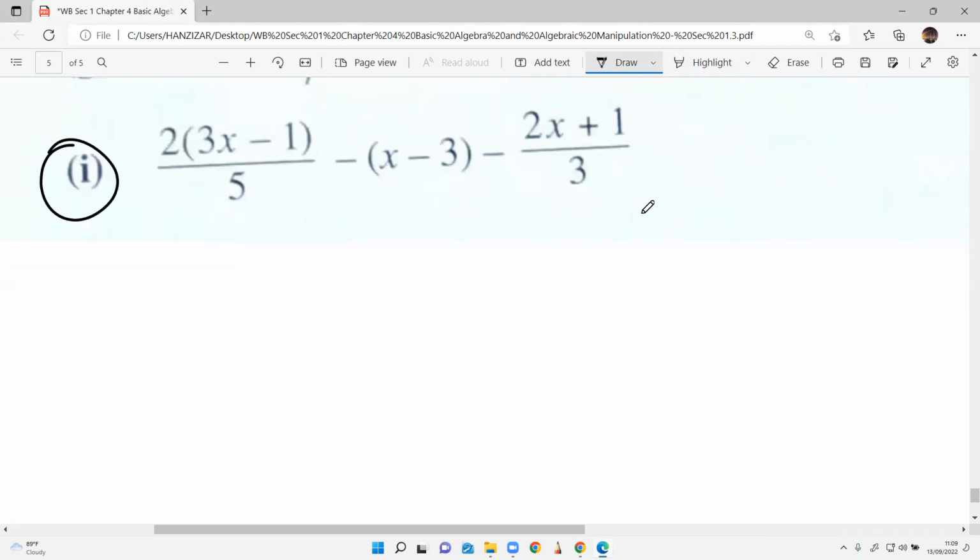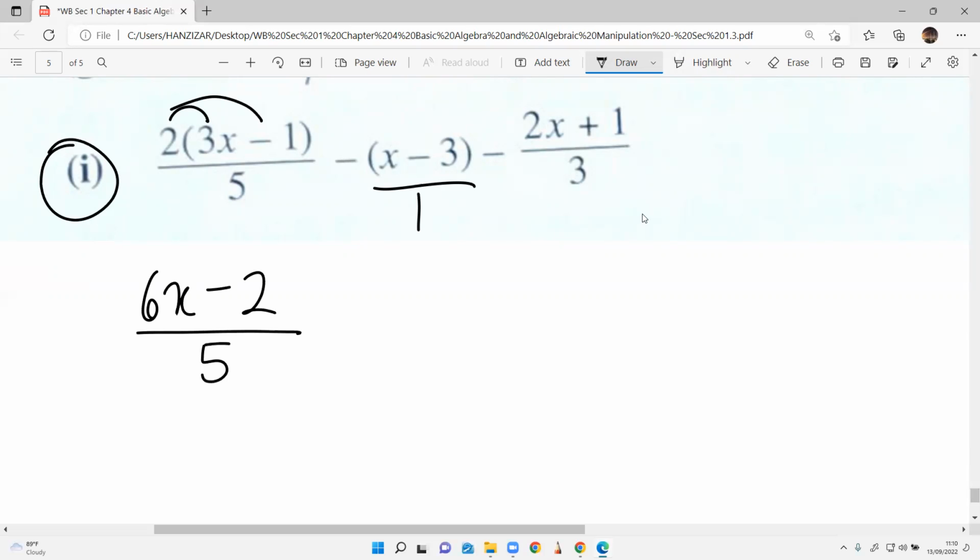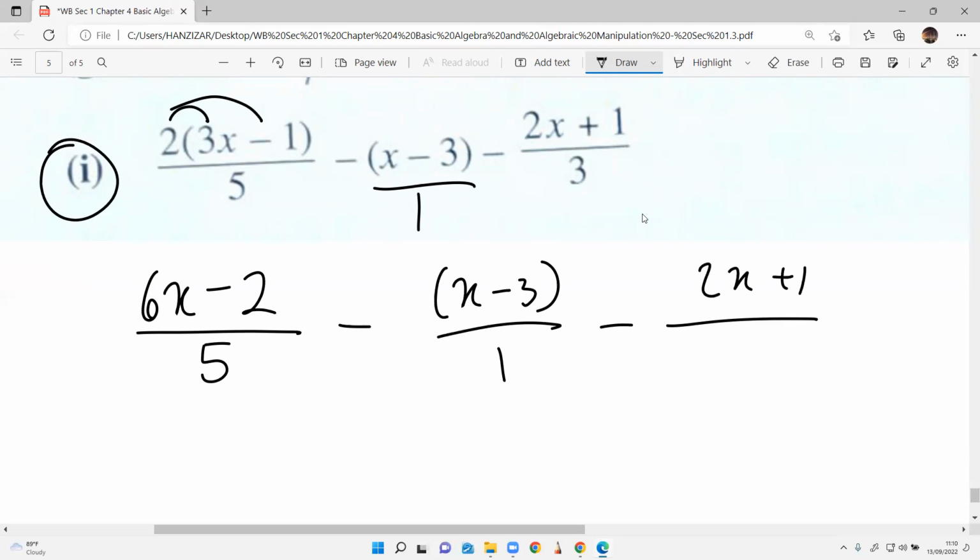Okay, how about this? How do you solve this? Simplify. This is the most important part, so you can solve this easily. You can multiply it first, right? Becomes 6x minus 2 over 5, subtract x minus 3 over 1, subtract 2x plus 1 over 3. I put the bracket here.